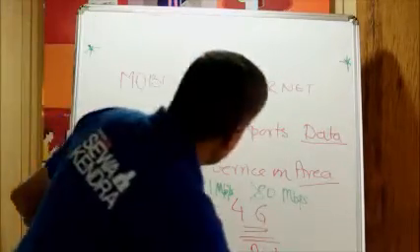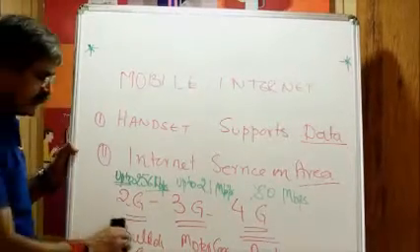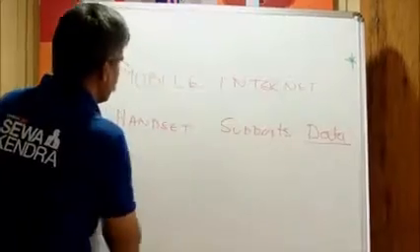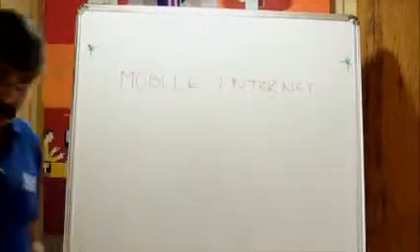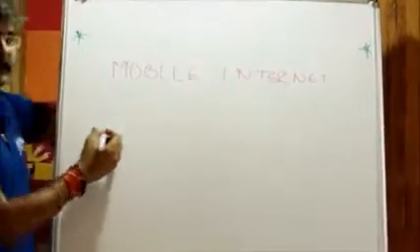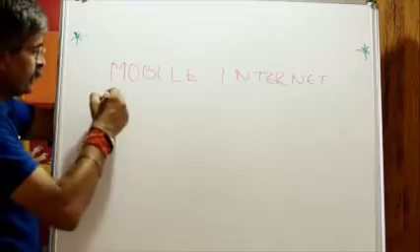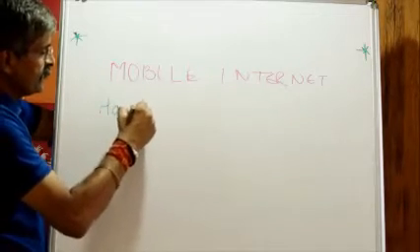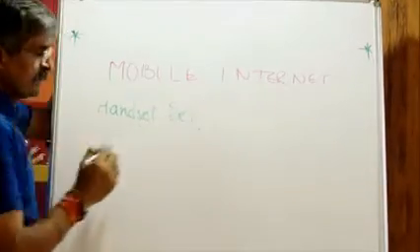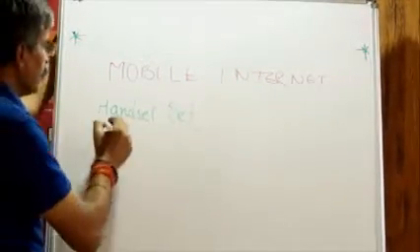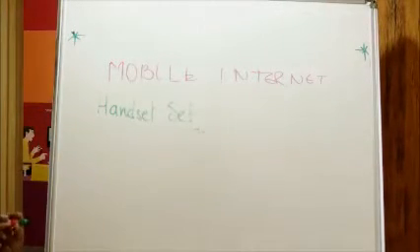We'll talk about how we access this. This is only the usage part of these two things. So on mobile internet, as we discussed, there is a handset which should support data, and then there is the internet service provider which should provide the service. There are different handsets available which support 2G, 3G and 4G.